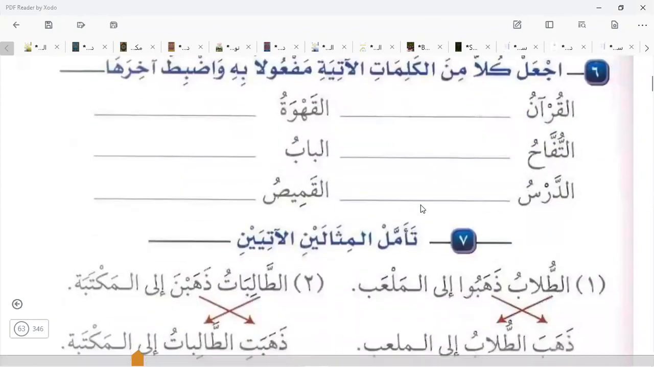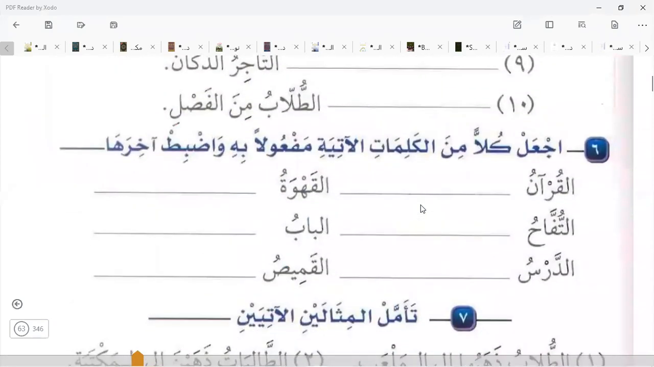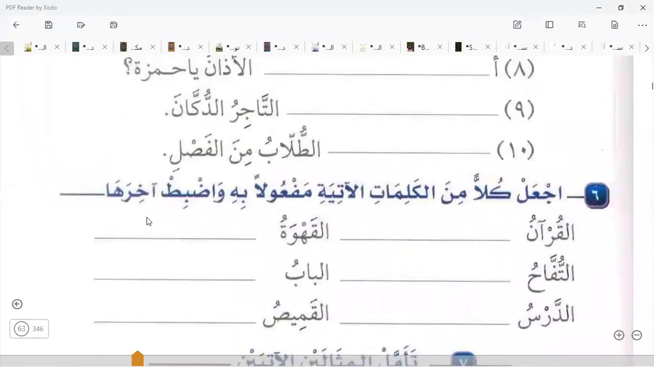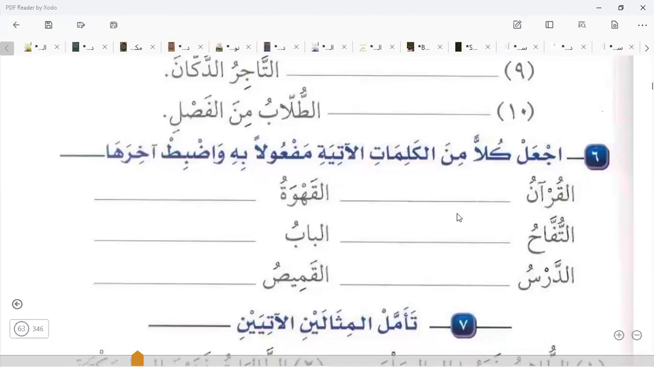Question number 6. Ijjal kullan min al-kalimat al-atiyati maf'ulan bihi wazbit akhiraha. Make each of the following nouns maf'ul bihi and vowelize its ending. Maf'ul bihi means the object of the sentence. Maf'ul bihi is always mansub. Miss Amina.